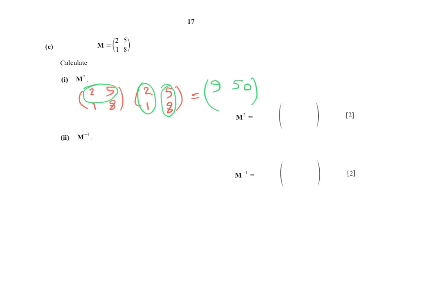Then take the second row times the first column: 1 times 2 is 2, 8 times 1 is 8, 8 plus 2 equals 10. Second row times second column: 1 times 5, then 8 times 8 is 64, plus 5 is 69.